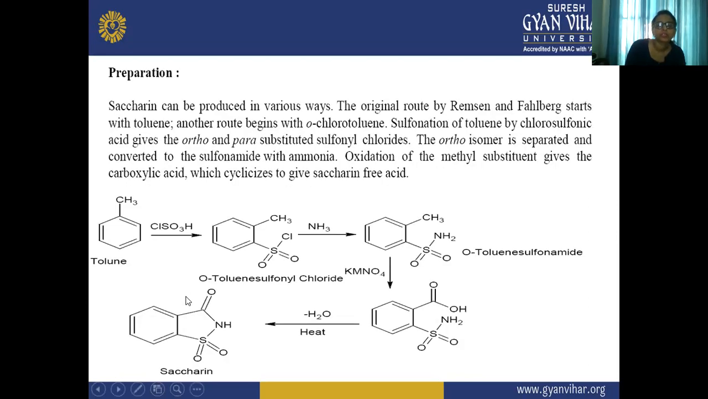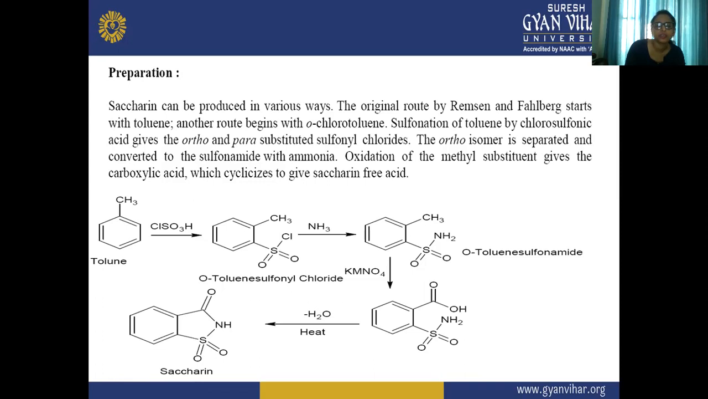So its preparation. Saccharin can be produced in various ways. The original route by Remsen and Fahlberg, these are the two scientists, started with toluene. Another route begins with chlorotoluene. Here, sulfonation of toluene by chlorosulfonic acid gives the ortho and para substituent sulfonyl chloride. The ortho isomer is separated and converted to a sulfonamide with ammonia. Oxidation of the methyl substituent gives the carboxylic acid, which cyclizes to give saccharin free acid.